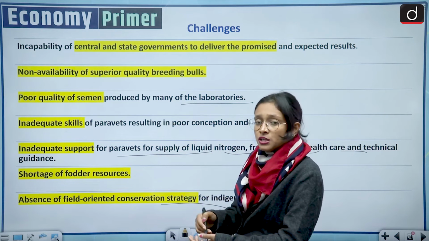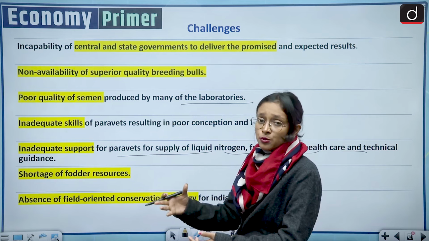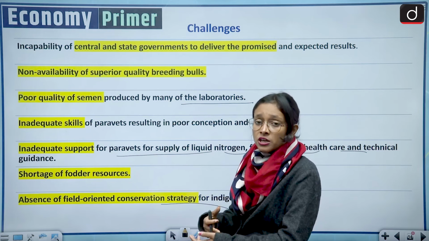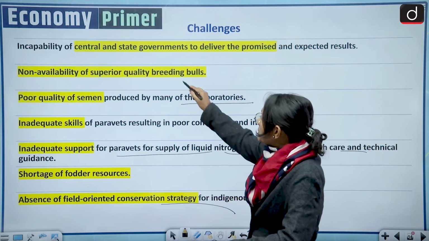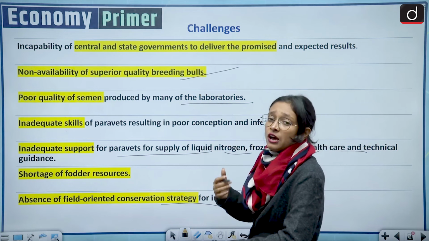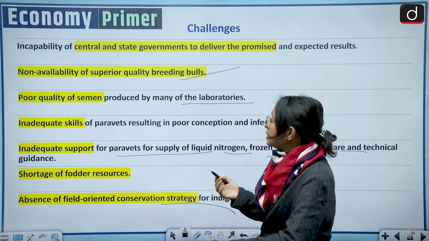And then poor quality of semen also. We have this insemination program, but whatever semen is provided to the doctors is of very poor quality, so it is not very fertile. And then breeding bulls also, we lack the availability of superior quality breeding bulls.